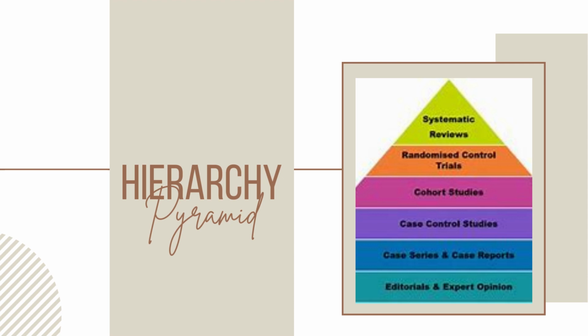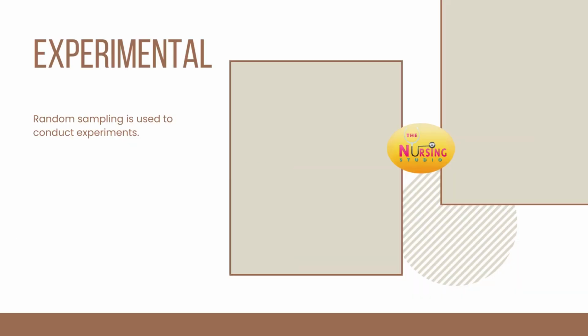So again, know this because from the top is the strongest. Editorials and expert opinions are the weakest. Systematic reviews at the top are the strongest, right? So I need you to know that. As you're navigating through and looking at the credibility, validity, and reliability of your research sources and topics, this is how to figure that out. So stop random cohorts controlling case series in the editorials. Boom.